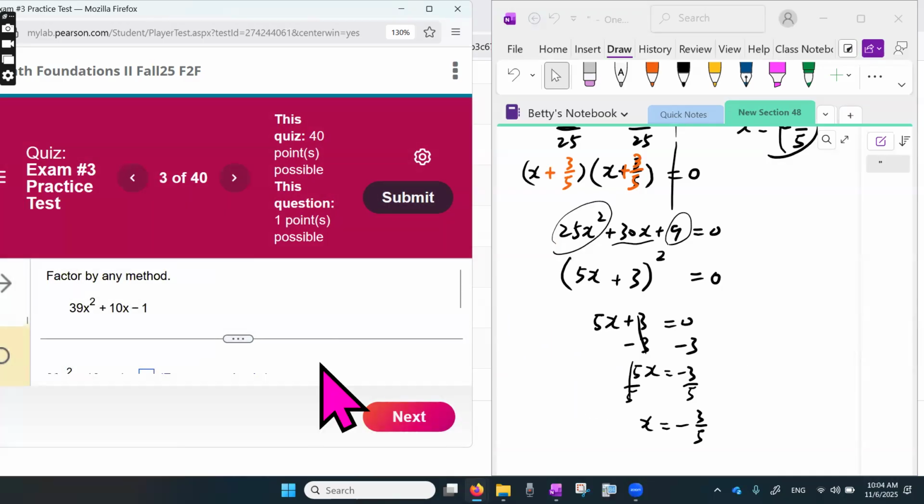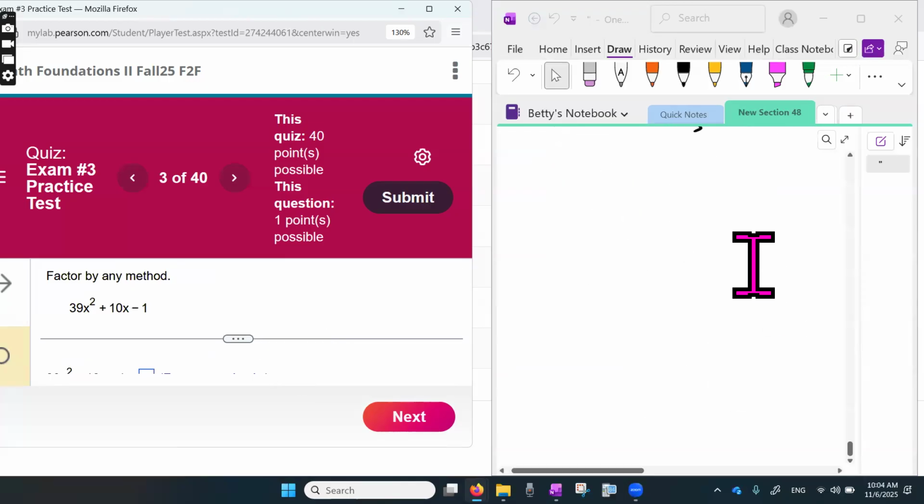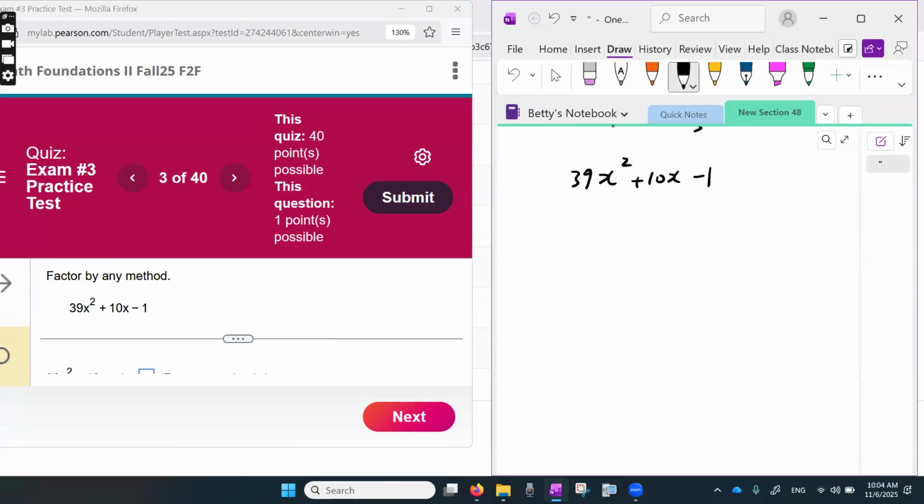Question number 3. Factor by any method, all right? Let's look at this trinomial. 39x squared plus 10x minus 1. Since the constant term is negative, it's not a perfect square trinomial. So the formula method is not in the picture. And we should also look at the GCF, right? GCF obviously is 1, so nothing can be factored out.